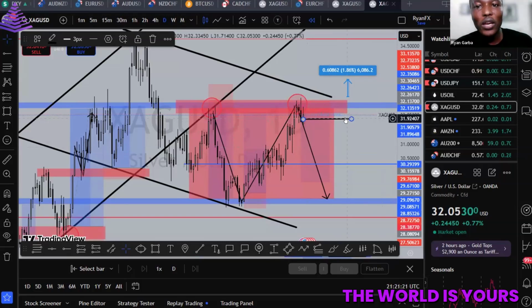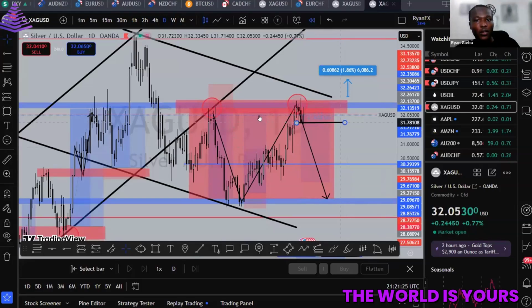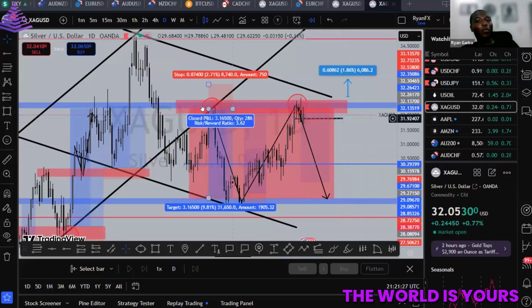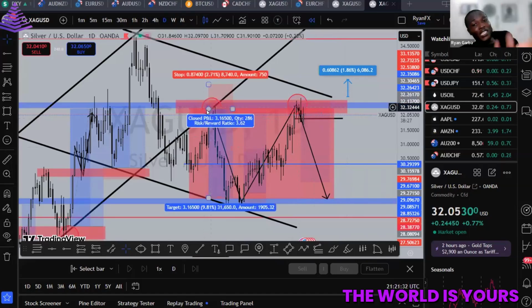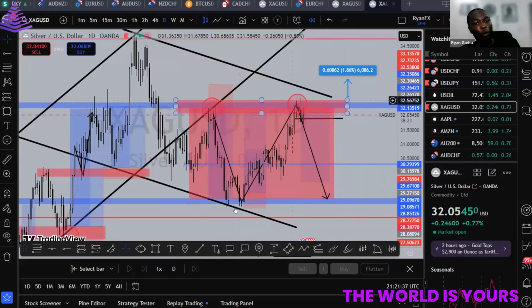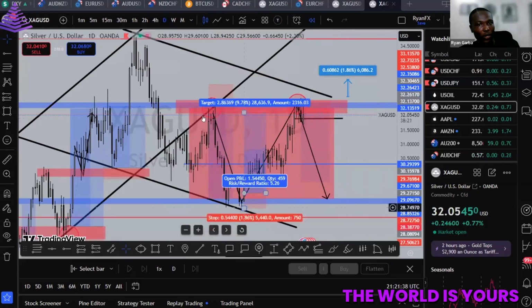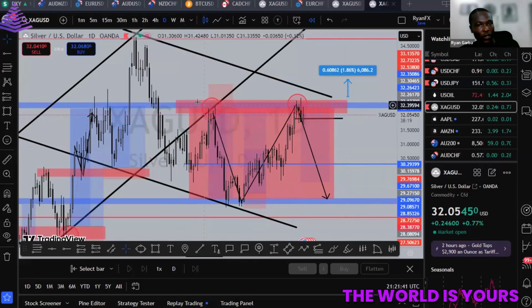Okay, guys. So the whole idea behind today's trade is because we have a chart pattern, which is a double top formation. The double bottom has already happened. This is a double bottom. We already tried spotting some, and this is one of them.